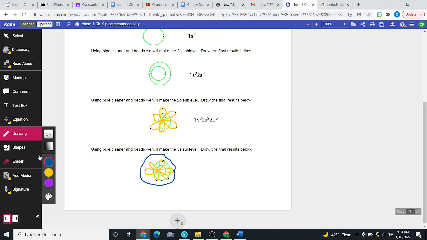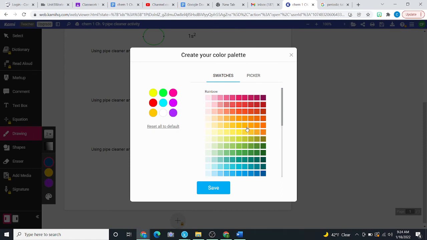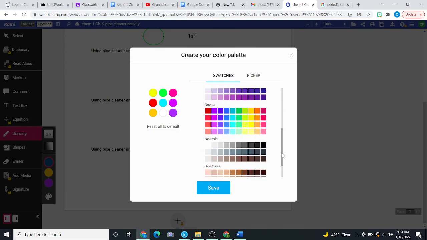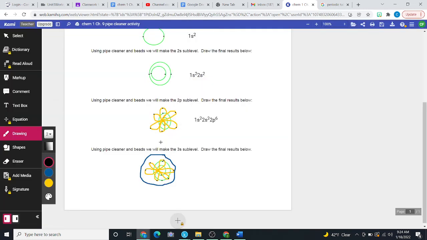Oh, I should have just done a blue circle. Oh, I don't have black on here. Well, what in the world? How do I get... Oh, here we go. It would have been nice and neat if I would have just done the circle option. And this is hard to see.